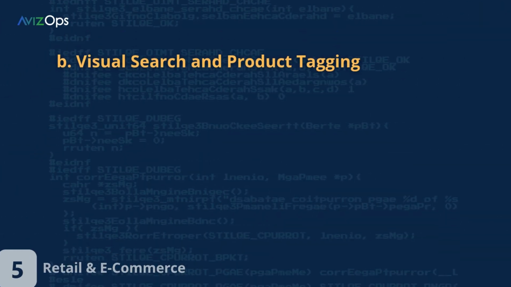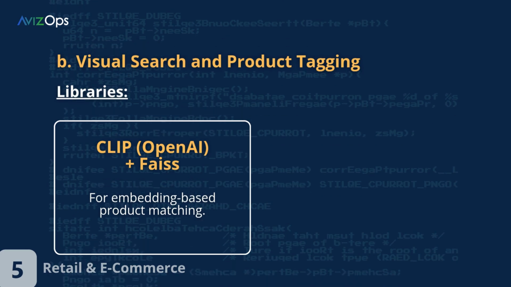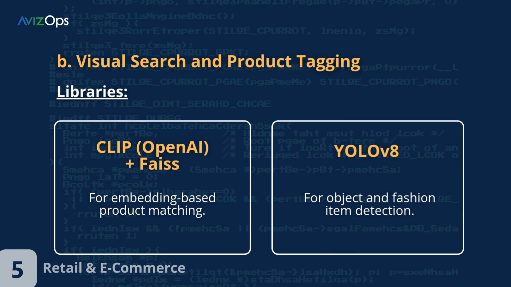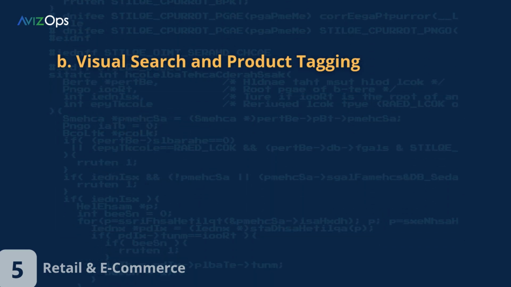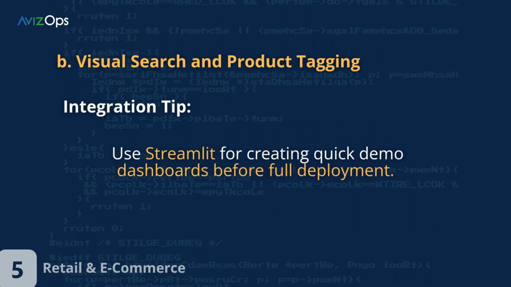For visual search and product tagging, libraries like CLIP, OpenAI, plus FAISS, for embedding-based product matching. YOLOv8 for object and fashion item detection. Integration tip: use Streamlit for creating quick demo dashboards before full deployment.